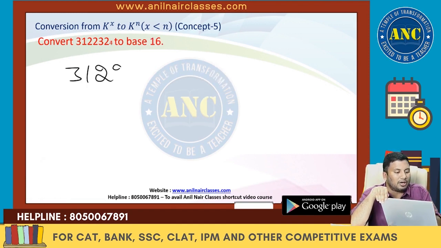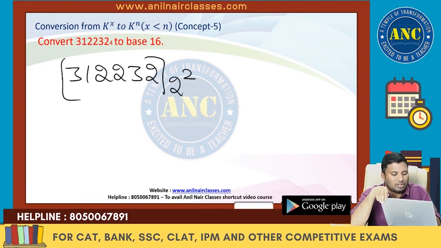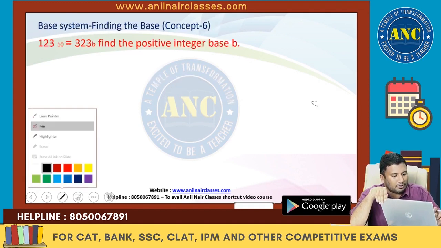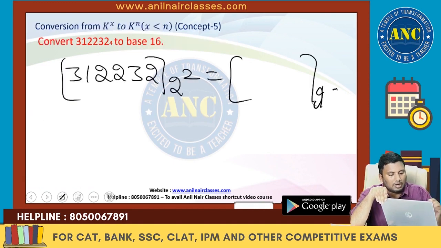3 1 2 2 3 2 in base system 4, which is 2 square. It is in base system 16, which is 2 power 4. Convert into groups of 2.